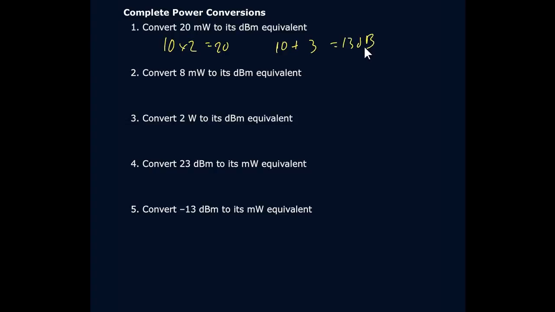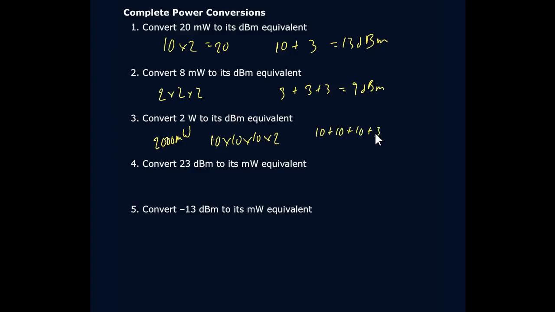How about 8 milliwatts? Well, that's 2 times 2 times 2 milliwatts. So that's 3 plus 3 plus 3 equals 9 decibels. And again, we'll go ahead and put this M out there because we are talking about dBm. 2 watts is 2,000 milliwatts. Watch out for that, that could be sneaky. So that's 10 times 10 times 10 times 2, which gives us 2,000. So that's 10 plus 10 plus 10 plus 3, or 33 decibels.